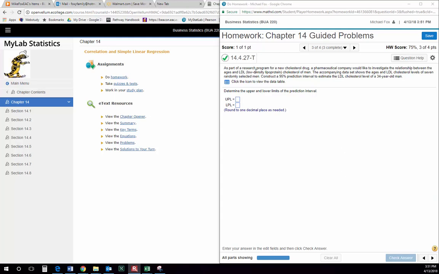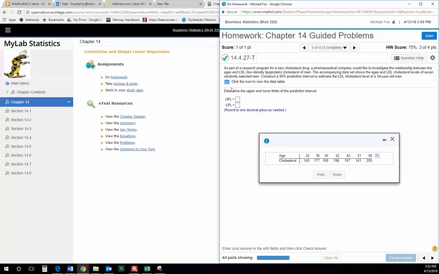So it says, as part of a research program for a new cholesterol drug, a pharmaceutical company would like to investigate the relationship between the ages and LDL cholesterol of men. The accompanying data set shows the ages and LDL cholesterol levels of 7 randomly selected men. Construct a 95% prediction interval to estimate the LDL cholesterol of a 34-year-old man.